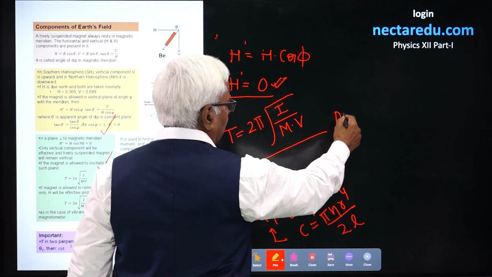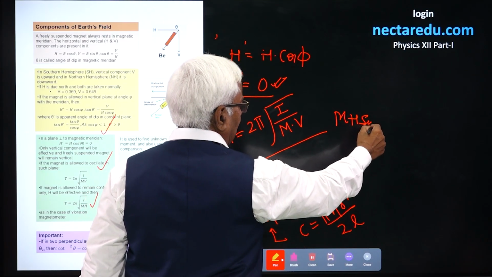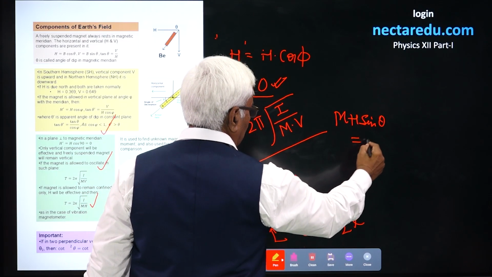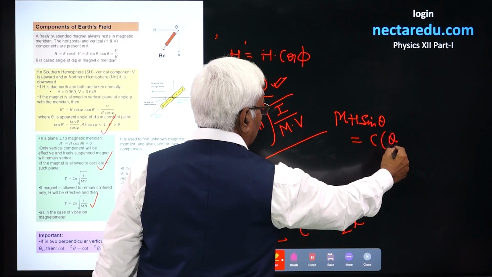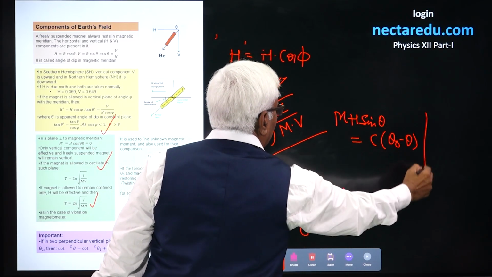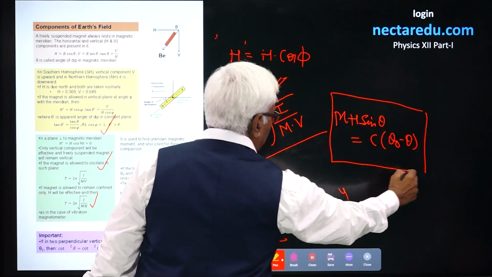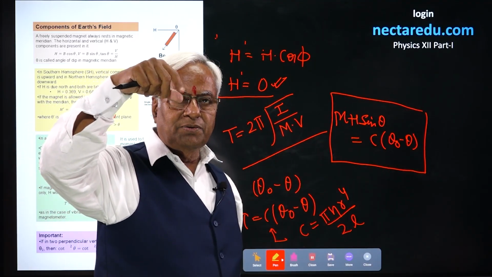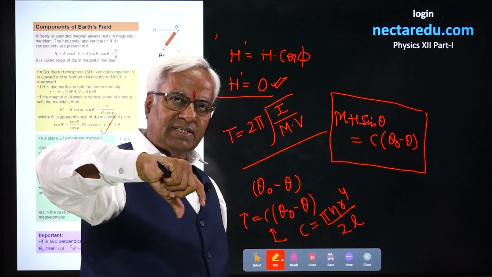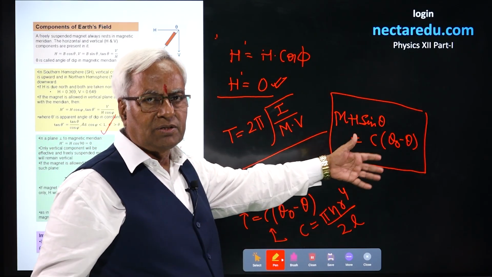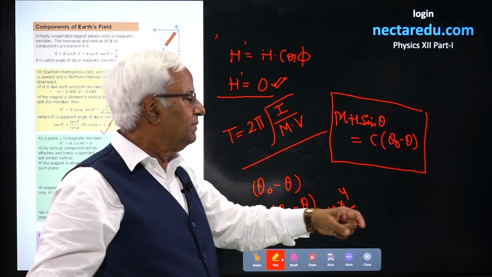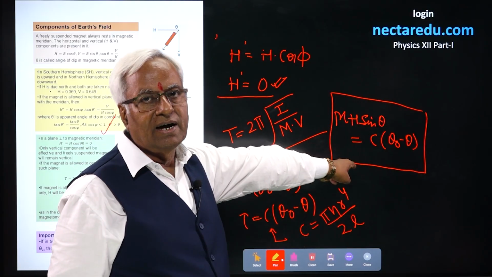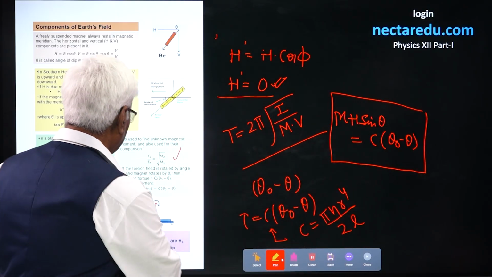For equilibrium, this condition would be necessary: mH sin theta must be equal to c times (theta 0 minus theta). This condition is going to be applied when you have rotated the torsion head by theta 0, the magnet has rotated by theta, and the whole thing has reached equilibrium. Then this formula must be applicable over there.